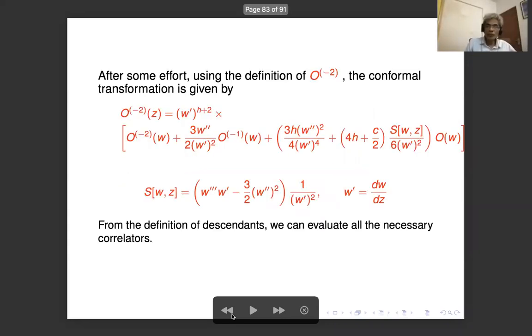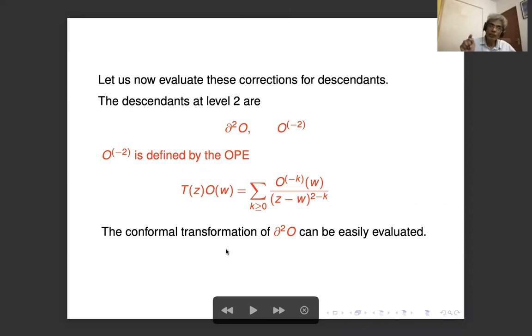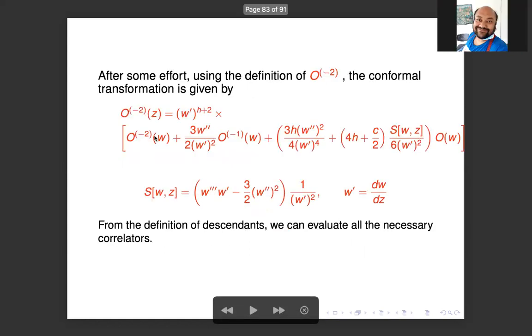Because O minus 2, you see, O minus 2 is L minus 2 on O. And how do you get that? It is got by the OPE between T and O. So this is the definition of O minus 2, the descendant at level 2. T is there. You see, the stress tensor is fused in. K is equal to 2. So it's the finite term in the T O OPE. So the stress tensor is fused there. And so if you calculate the correlator, that stress tensor part comes, and that's how the central charge comes. And also you can see it in the conformal transformation.